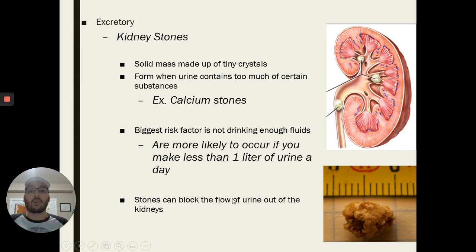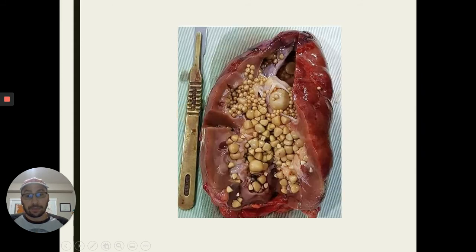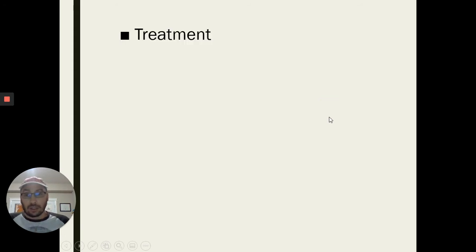Stones can block the flow of urine out of the kidneys. I don't like this picture. I don't know if this is a real picture I found online, but that is a very, very bad kidney. Let's just go to the next slide. Just looking at that is disgusting.